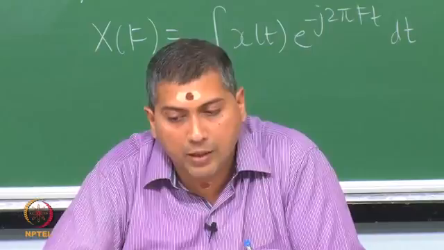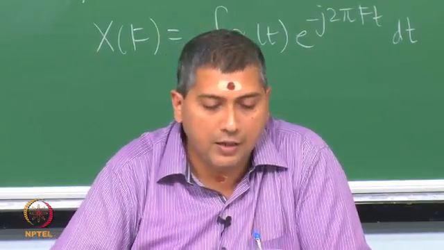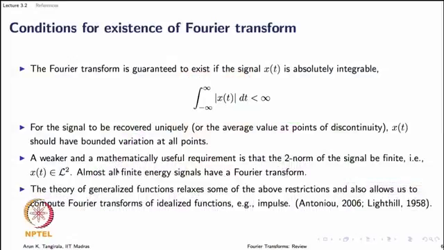A weaker requirement is that the 2 norm of the signal be finite. Why we say weaker is the same reason that we had said for the Fourier series. In the Fourier series, we said finite 2 norm over one period. Then the series itself may not converge exactly to x of t, but it converges in an integral square sense. So, here also the same situation exists.